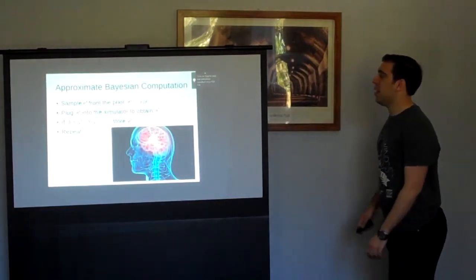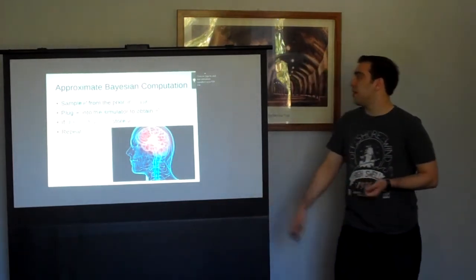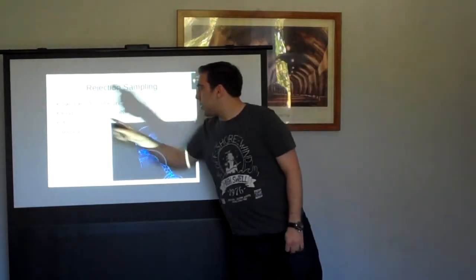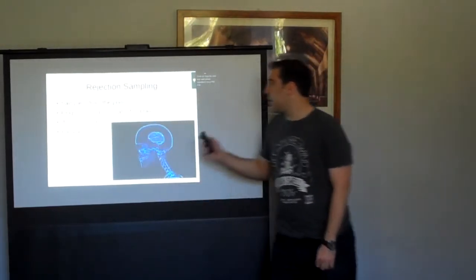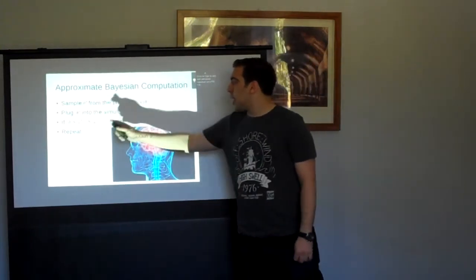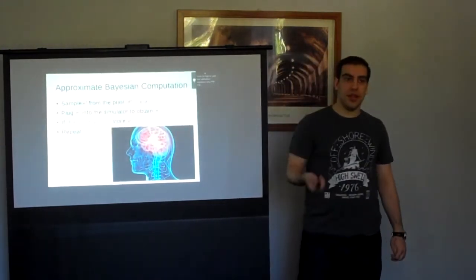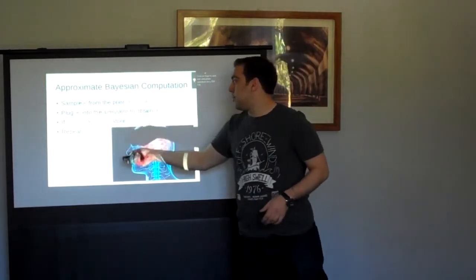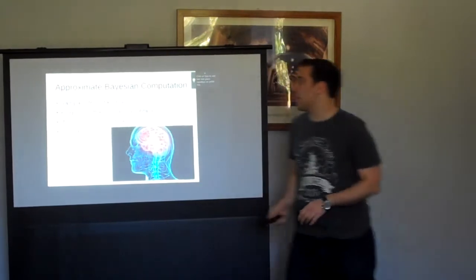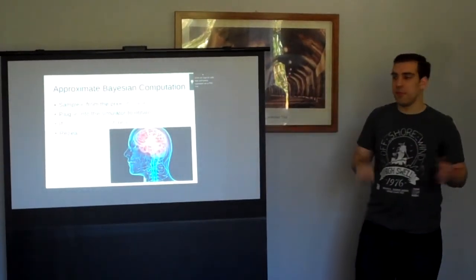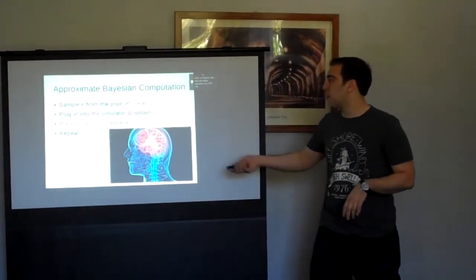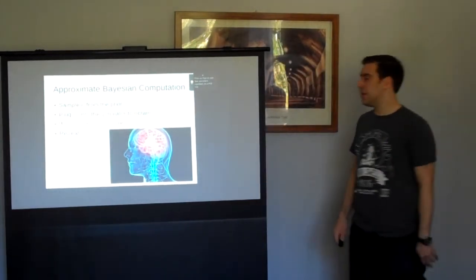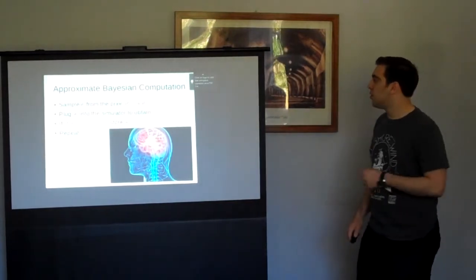A better way to do this, the approximate Bayesian computation way, is that instead of comparing the real data to the simulated data, we compare a summary statistic of the real data with a summary statistic of the simulated data. If they're similar within some tolerance, where d is a distance function, then we store the value of theta. If not, we discard it, and hopefully that will build us a posterior distribution.